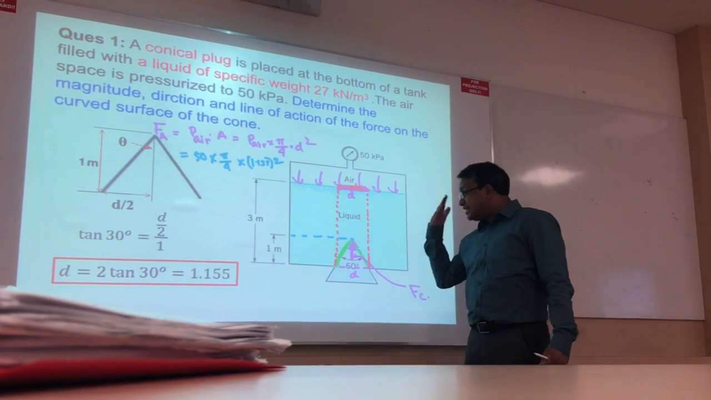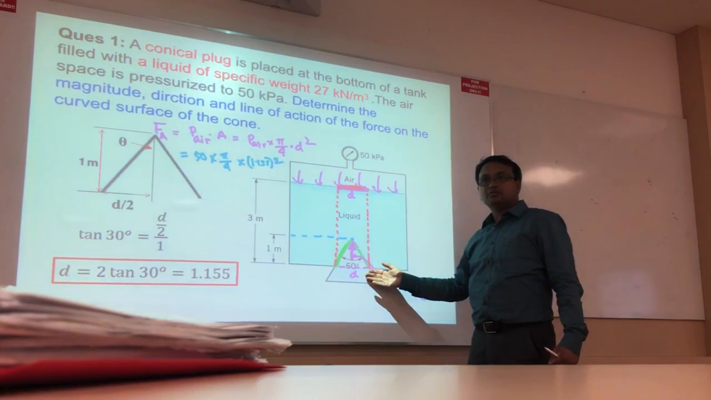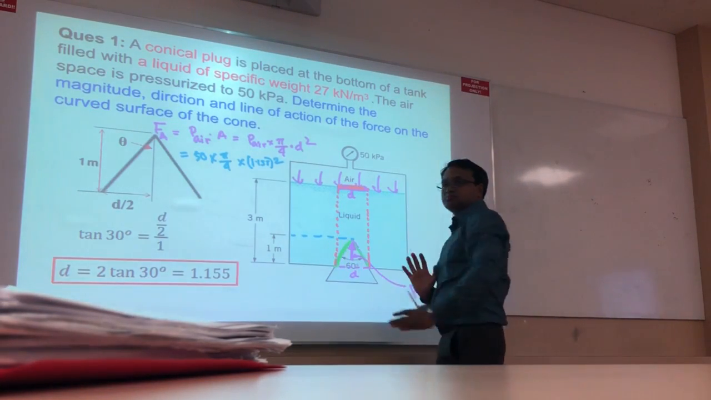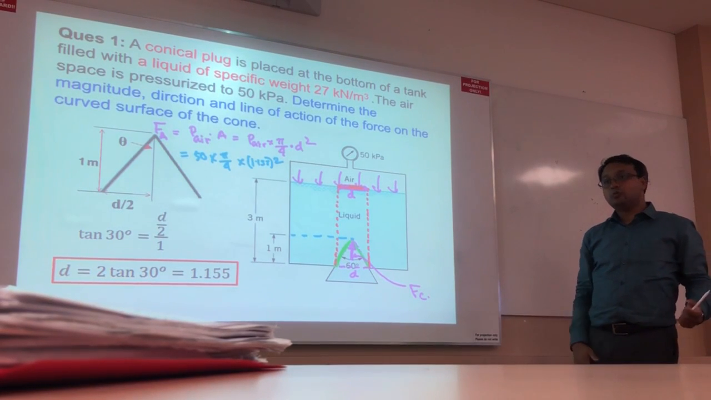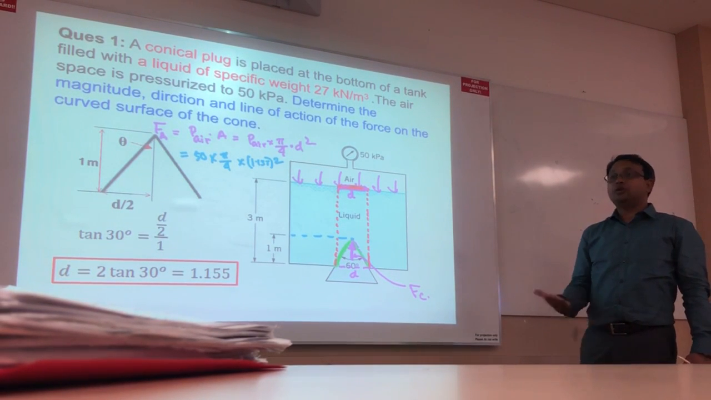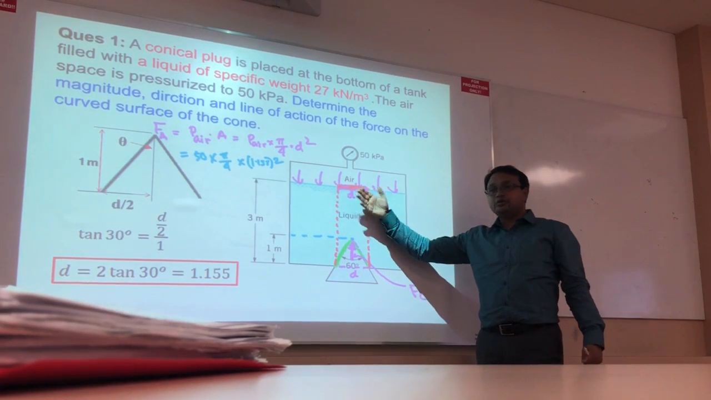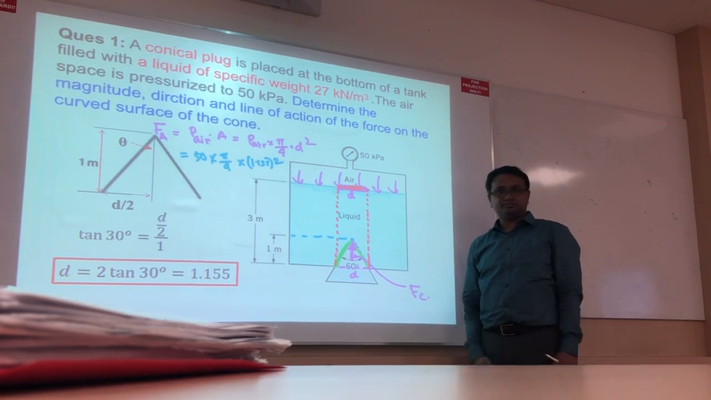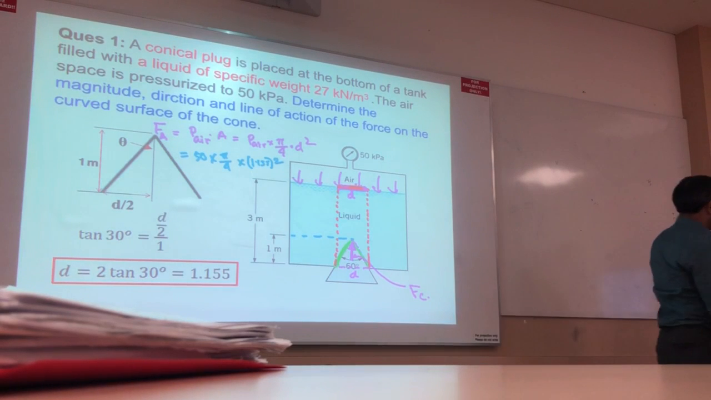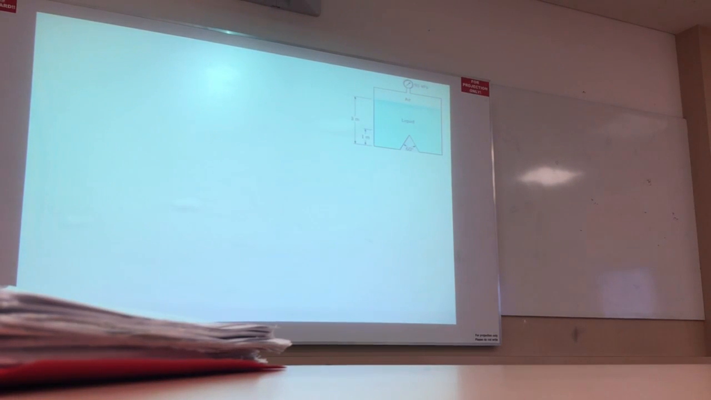Now secondly, I need to calculate the weight of the liquid in that area. How to calculate the weight? Volume. Correct. Rho of the liquid I know. Then I need to find the volume of that liquid. Done. Alright? So now I go to the next slide to show you the solution.